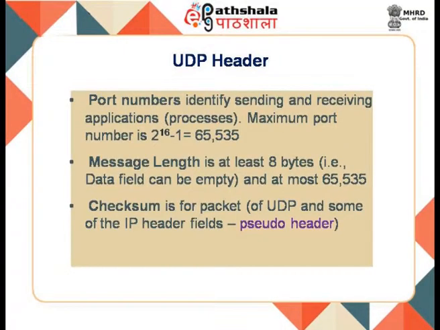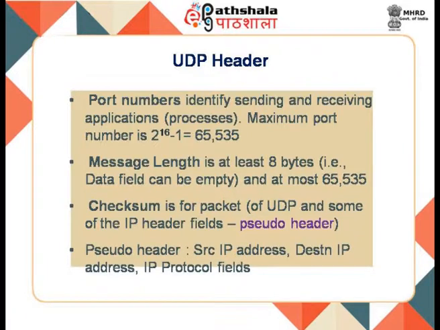So, the total UDP packet size can be 64K. The checksum that we have is calculated for the UDP packet and also some of the IP header fields, which is called a pseudo header. The pseudo header consists of the source IP address and destination IP address plus the IP protocol field. The source IP address and destination IP address are part of the IP header, and are used to identify that the end-to-end connection is intact.